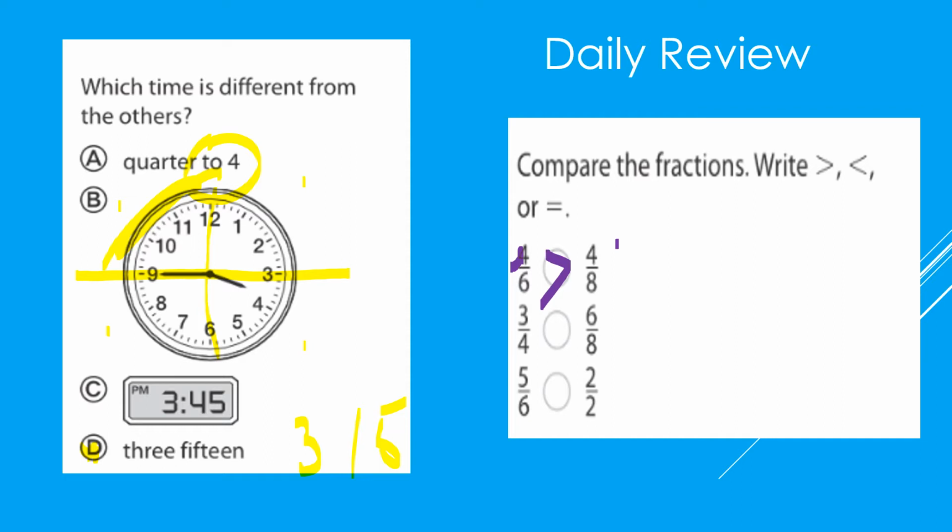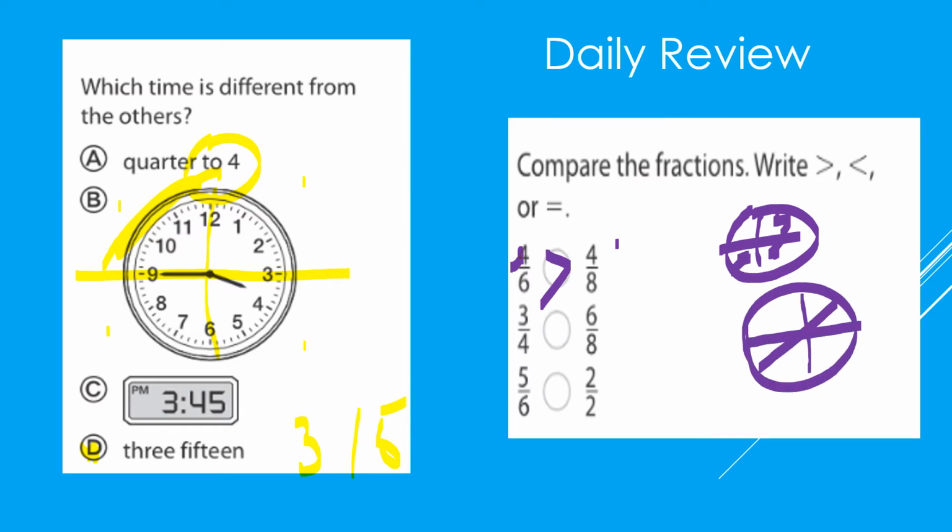3/4 and 6/8. If I need to, I can go ahead and draw myself a quick little photo. Over here, I'm going to partition this into eighths, and then I'm going to color in the 6, which means that these two are equal. I have 5/6 and 2/2. Well, I know 2/2 is equal to 1, and this is less than 1, so that means that 5/6 is less than 2/2.